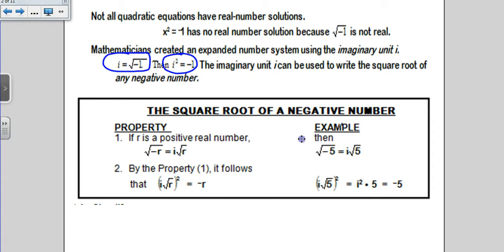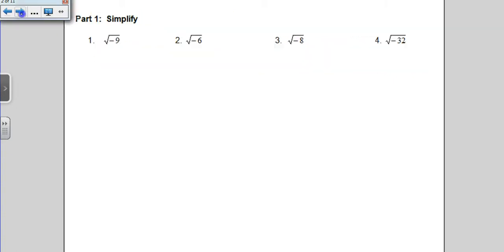So there's a couple of properties that we're going to use, and they're listed here in this box, and I think they're a little complicated to look at in the general form, so if you look at the examples, they're not too bad. But let's go ahead and look at some further examples in our notes.